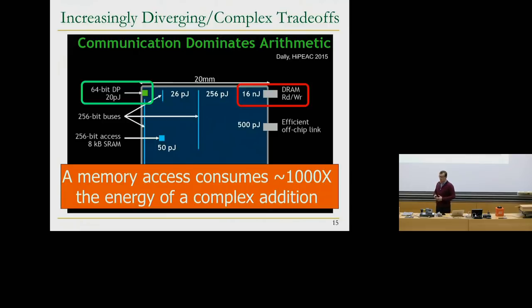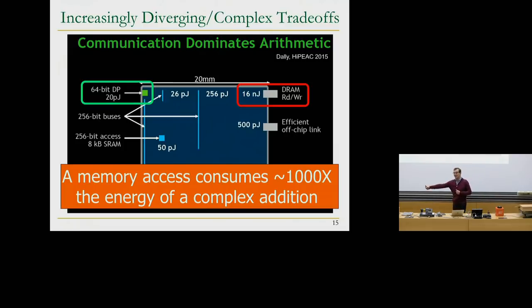So basically, there's a huge divergence between how energy efficient your computation is and how energy inefficient your memory access is. So going to the memory and getting a piece of data costs almost 3 orders of magnitude more than the energy that you use to do a complex arithmetic operation. So think about that. That doesn't sound very good, right? And this is just memory access.